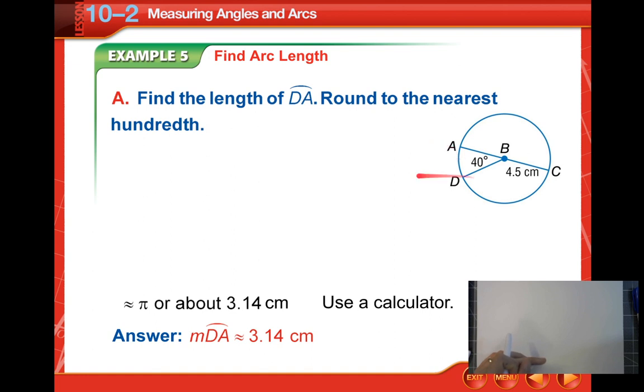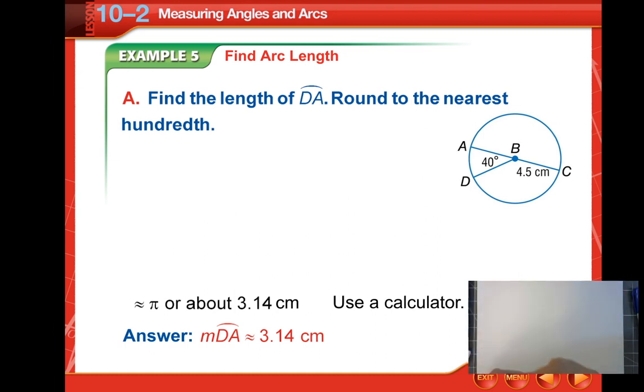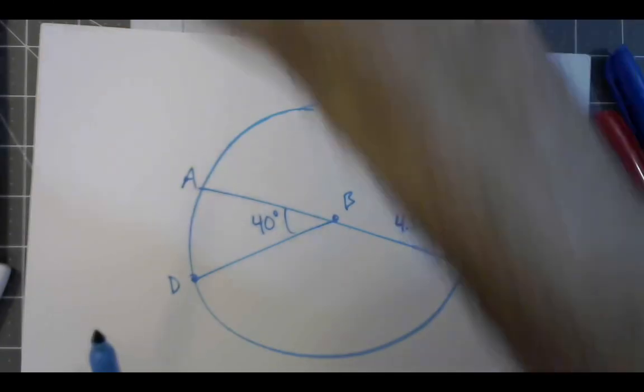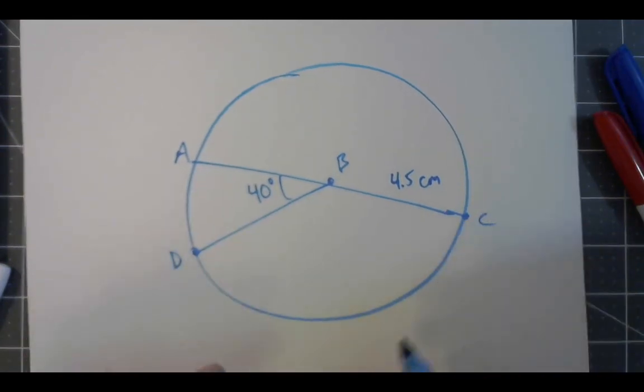We have this, find this to the nearest degree. So I will copy this down. Let me grab this blue. We have a circle, specifically circle B. We have a radius, diameter, C, A, then over here to D. We're given this measurement is 40 degrees and this radius is 4.5 centimeters. So this is what we're given.